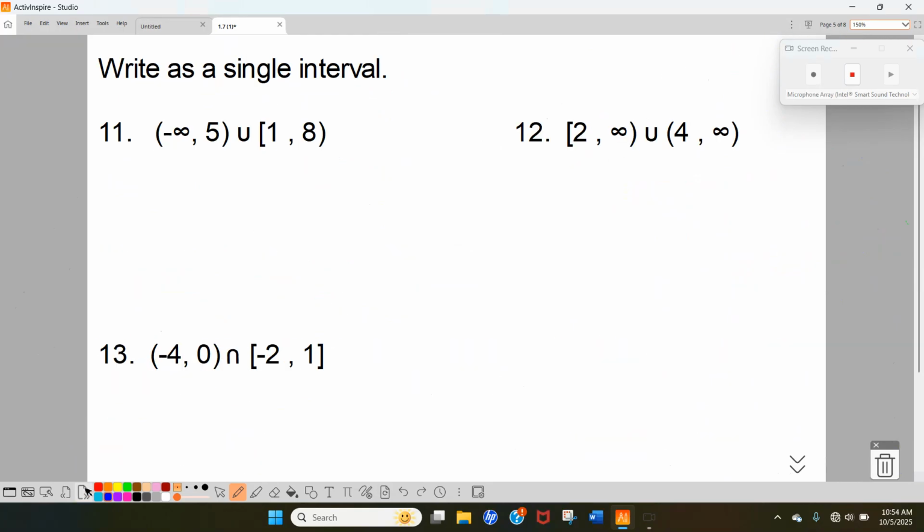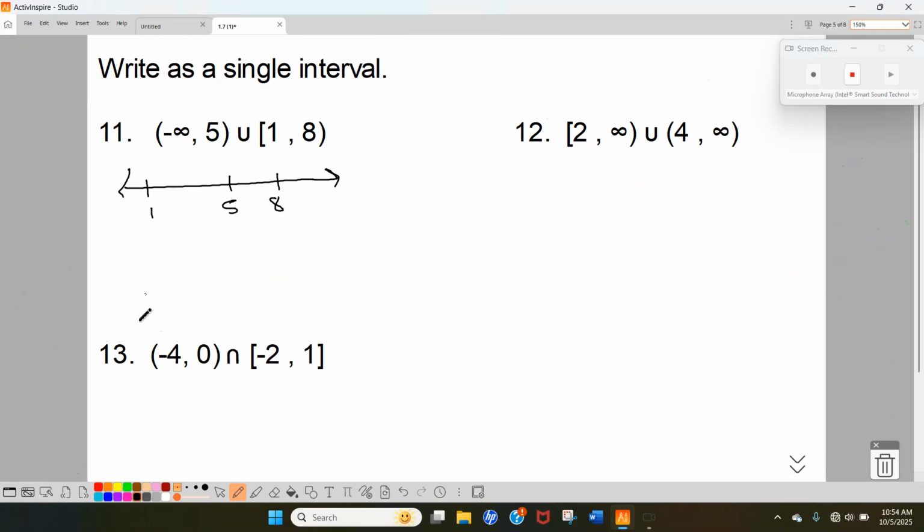All right, so these, they want us to write them as a single interval. So the easiest way to do that is to think about each one separately, and then how do I combine them? All right, so on a number line, I need the numbers 1, 5, and 8.